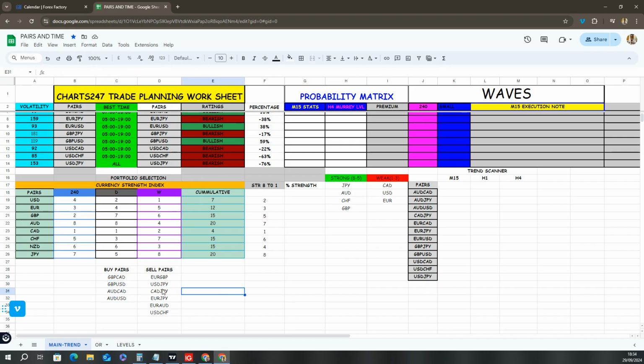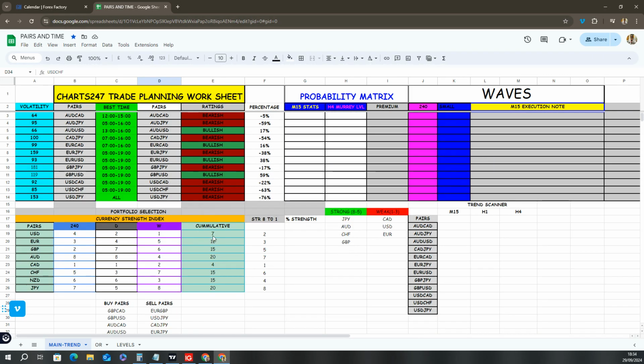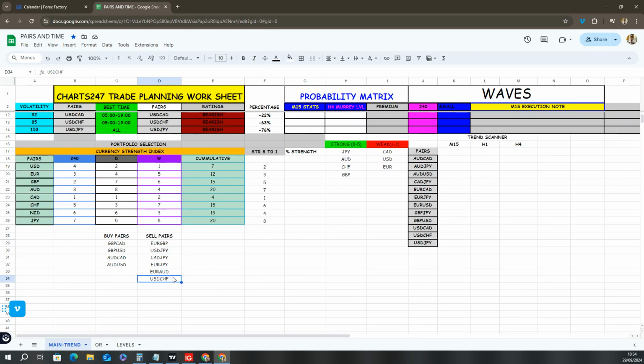The buy pairs that we'll be looking at are the pound CAD, the pound US dollar, Aussie CAD, and the Australian dollar. Then the sell pairs are the euro pound, dollar yen, CAD yen, euro Aussie, and the US dollar Swiss franc. Obviously, you can derive more pairs from these combinations, but we like to stick to the pairs that we trade on a regular basis, and that's why I've come up with these pairs.